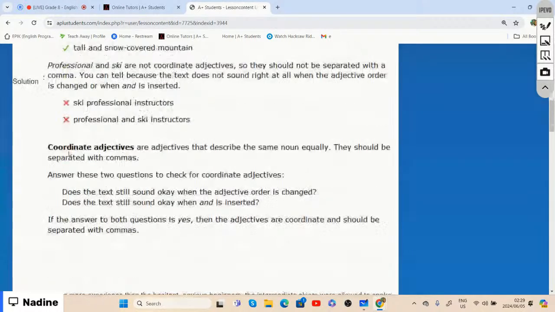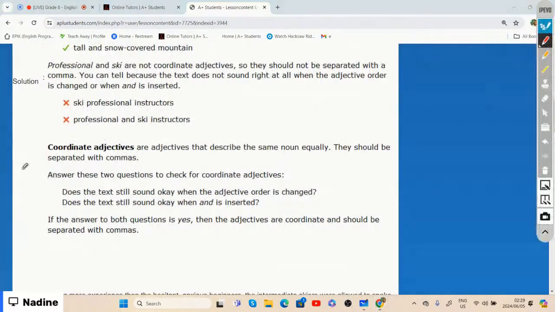And it says that coordinate adjectives are adjectives that describe the same noun equally. And they should be separated with a comma. So, coordinate adjectives, right, they describe the same noun equally, and they usually should be separated with commas. So, coordinate adjectives are adjectives that describe the same noun equally, and they should be separated with commas.